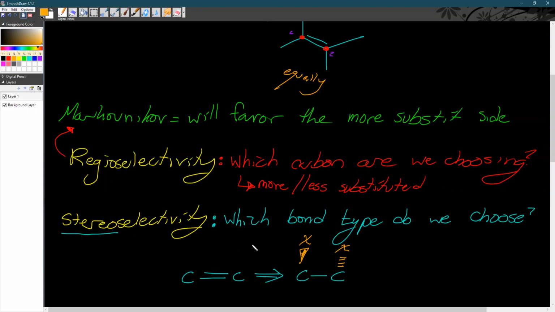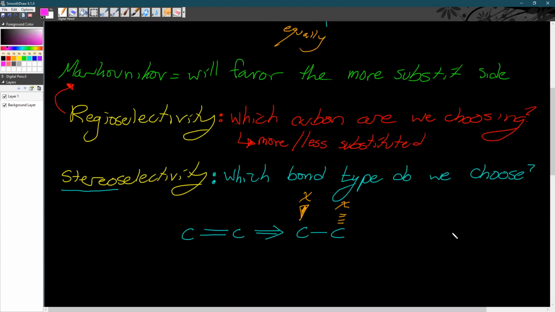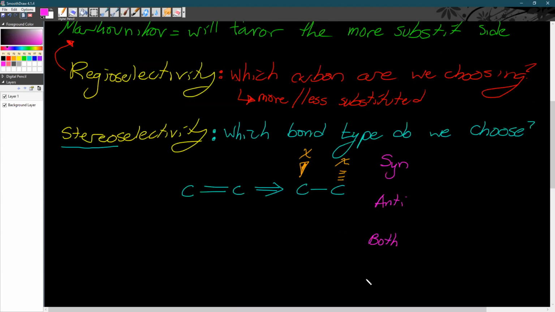Stereoselectivity means, okay, is it always going to be a wedge and a dash? Or is it always going to be wedge and wedge or dash and dash? So we're talking about those different inevitabilities. And we have a couple of different vocab words to talk about it. We have the word syn, we have the word anti, and then I like to say both. And then there's technically another one where we could talk about not applicable. All right. And we'll see in a second why this is important.